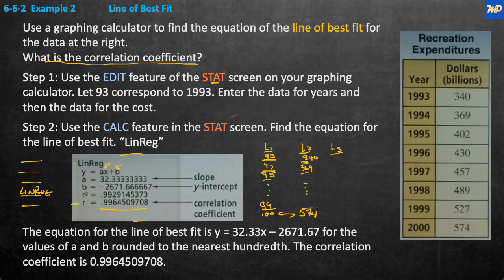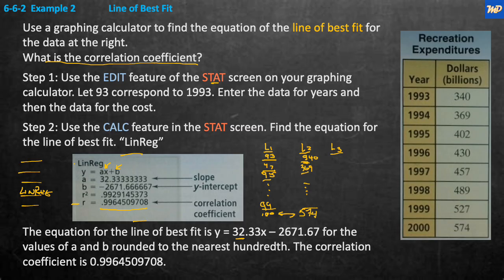That one says how well the line that the computer generated, which was just defined right here, y equals 32.33x minus 2671.67, accurately describes this data, to 0.99645, right? To that decimal, or 99.6450978%. So that's basically what that's telling you.